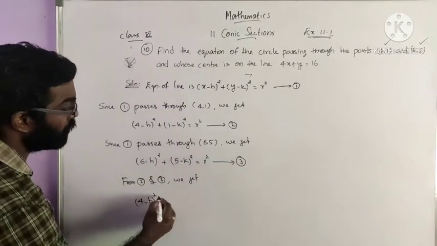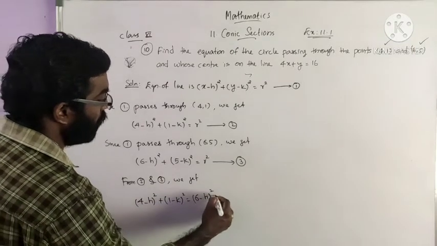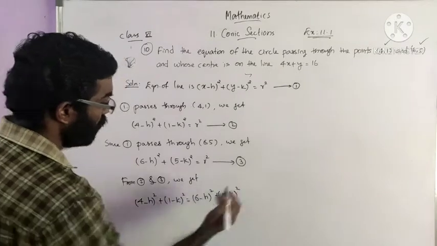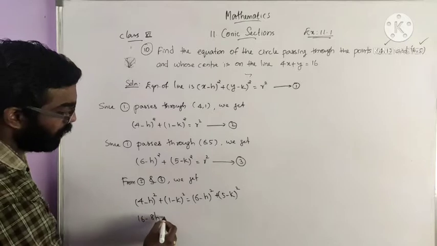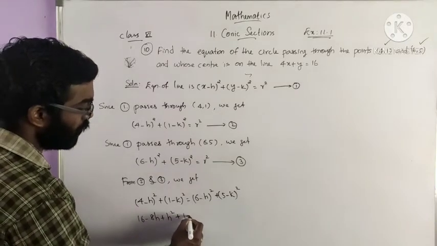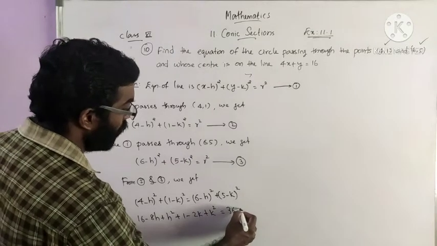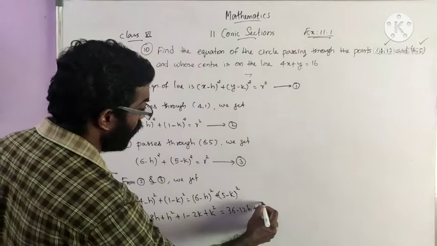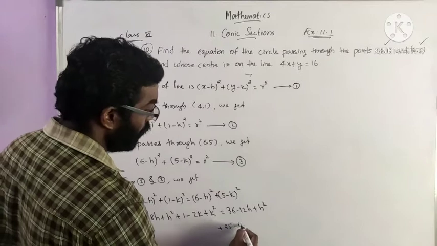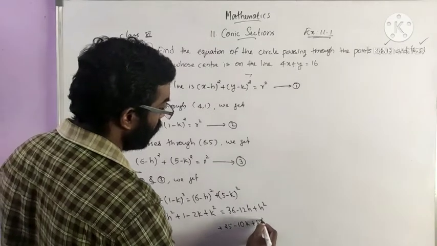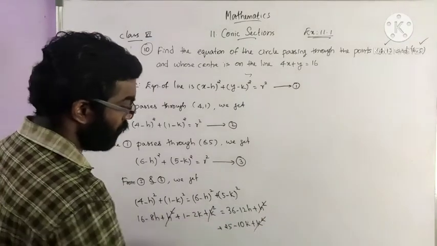(4 minus h) the whole square plus (1 minus k) the whole square is equal to (6 minus h) the whole square plus (5 minus k) the whole square. Now we can expand. 4 square 16 minus 8h, then plus h square plus 1 minus 2k plus k square, which is equal to 6 square 36 minus 12h plus h square, then plus 5 square 25 minus 10k, then plus k square. Here we can cancel h square, k square.